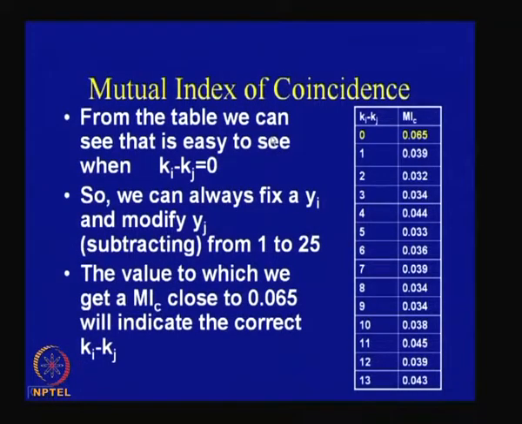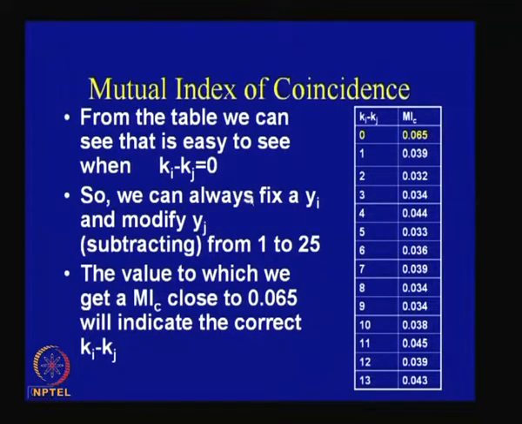Now you see that there are some typical values of the mutual index of coincidence for different values of Ki minus Kj. If Ki minus Kj is 0, then it is the same as the index of coincidence, and therefore you get a value of 0.065. But for other values of Ki minus Kj, you get a value which varies around 0.03, and therefore it is quite distinct from the case where Ki minus Kj is equal to 0.